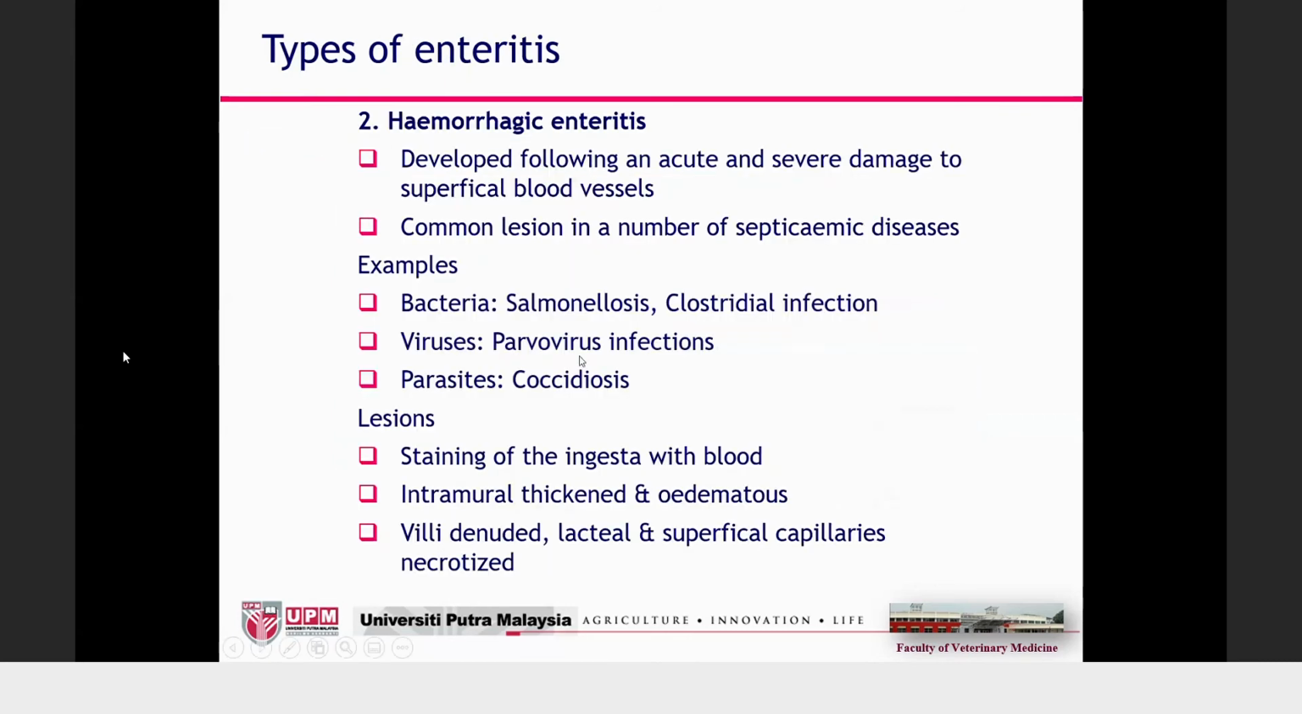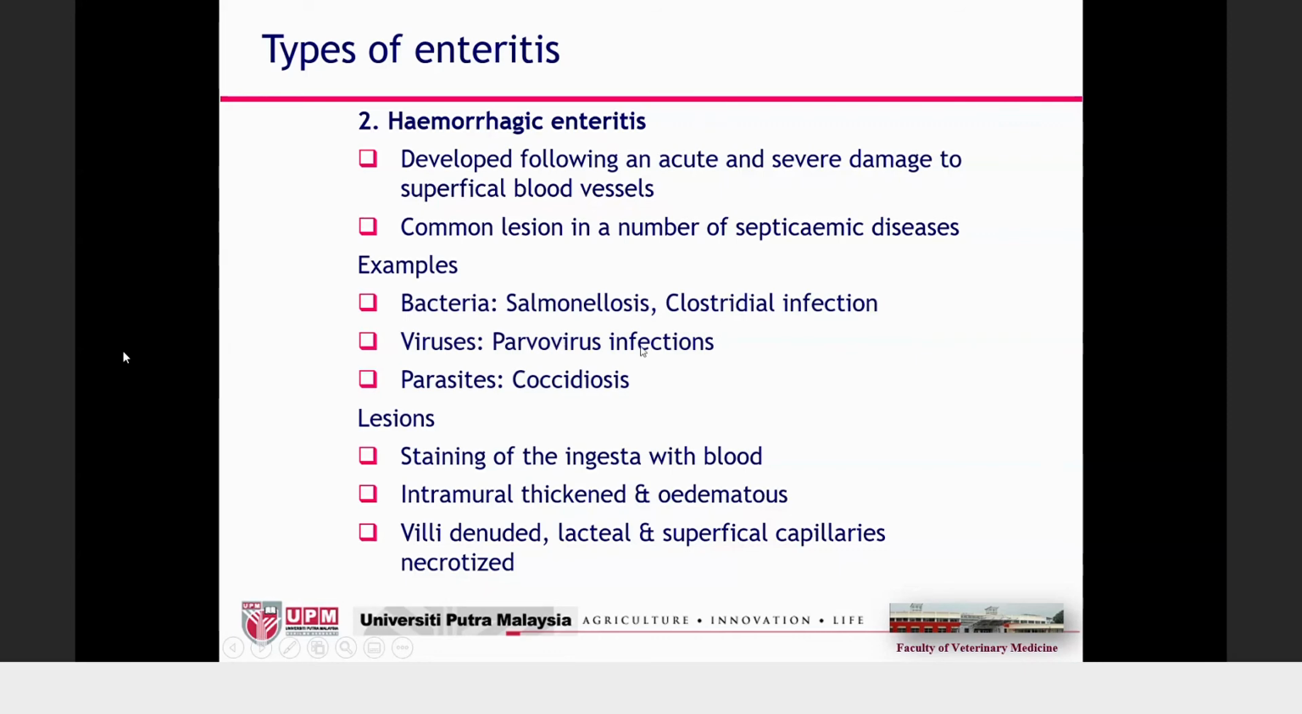So the second one, hemorrhagic enteritis. I mentioned earlier in the oral cavity, they might also have hemorrhage as a result of ulcer, but we call it ulcerative stomatitis. In cases of hemorrhagic enteritis, they develop following acute or severe damage of the superficial blood vessels. And they are quite a common lesion in a number of septicemic diseases. In some cases, salmonellosis may lead to hemorrhage. Clostridium infection leads to hemorrhage.